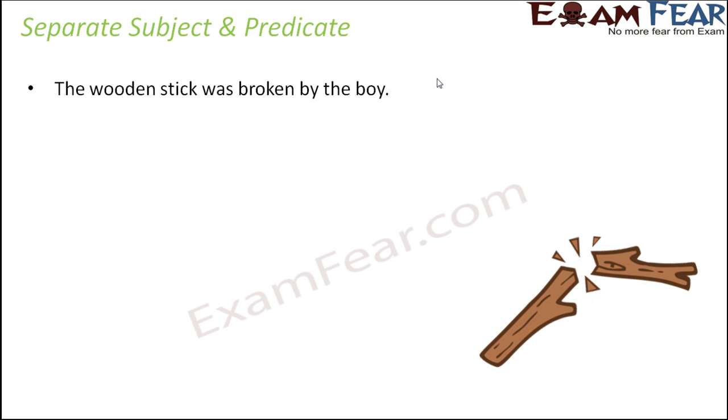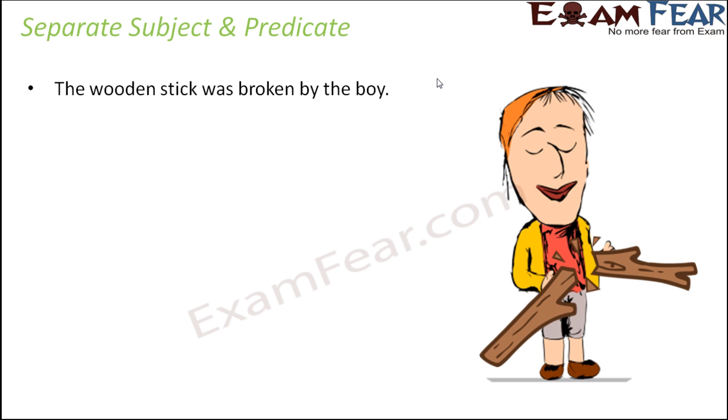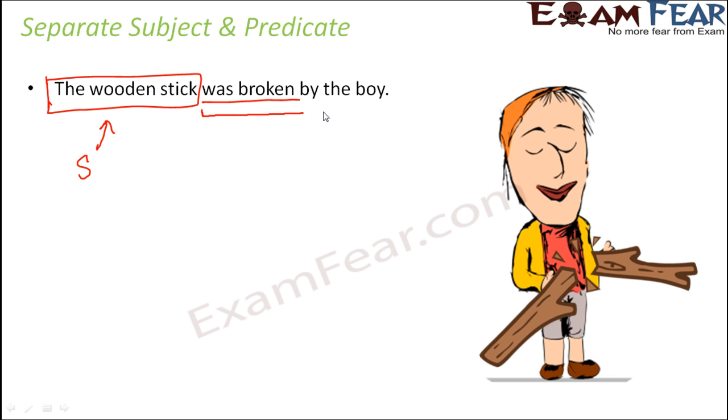Let's look at the next statement. The wooden stick was broken by the boy. So here, what is the verb? Identify the verb first. The verb is was broken. So what was broken by the boy? The answer would be the wooden stick. So therefore, the wooden stick would be the subject in this case, and was broken by the boy would be the predicate.